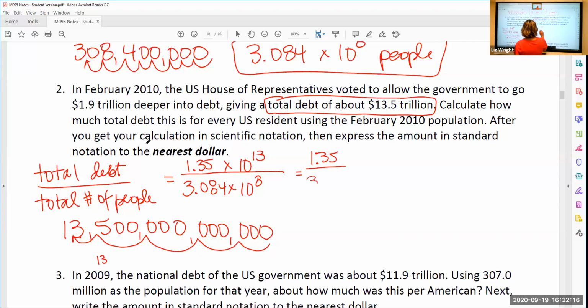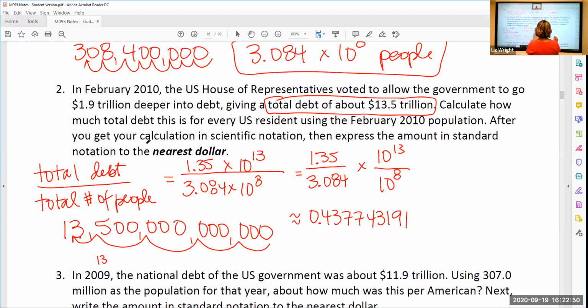You're going to do 1.35 divided by 3.084 times 10 to the 13th all over 10 to the 8th. So we're going to divide that. And then when you divide these two, you're going to get a long kind of nasty decimal. So here I'm going to put some squiggles because the decimal keeps going. And we're going to get 0.437743191, and it might keep going. I don't remember.